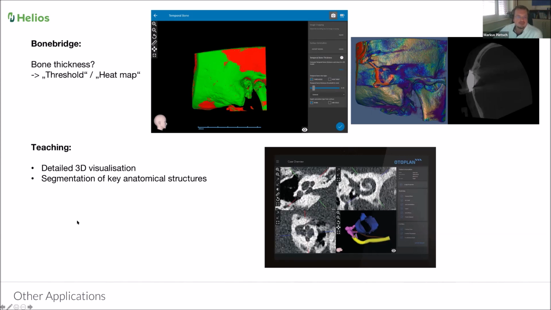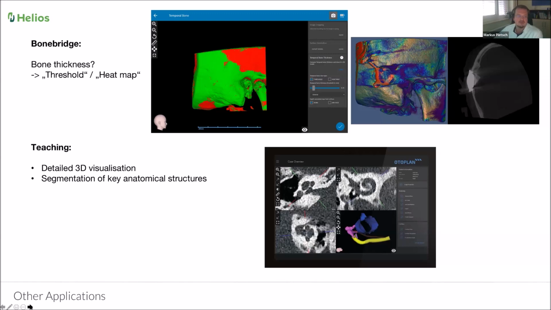And another point, I think it's very good for teaching. You have a very detailed 3-dimensional visualization of the inner ear or the middle ear structures, and you can segment the key anatomical structures. And it's very good for residents and for students to have an insight into the anatomy of the ear.